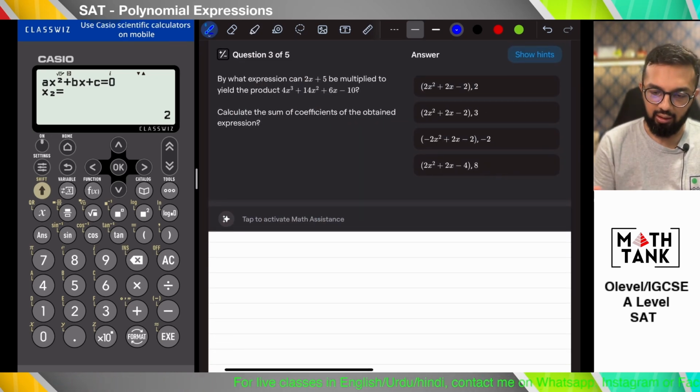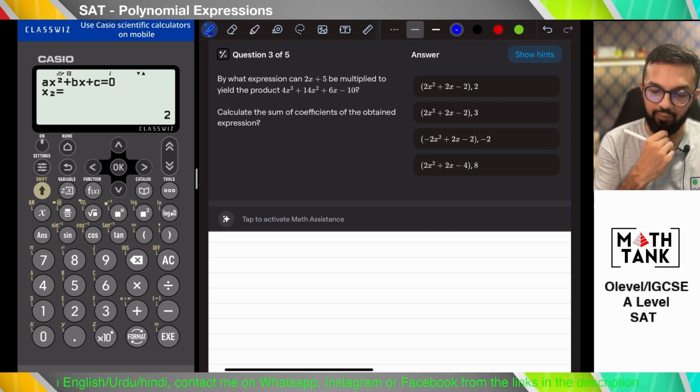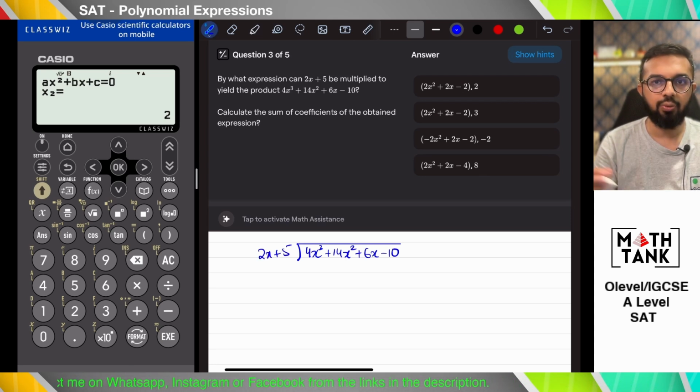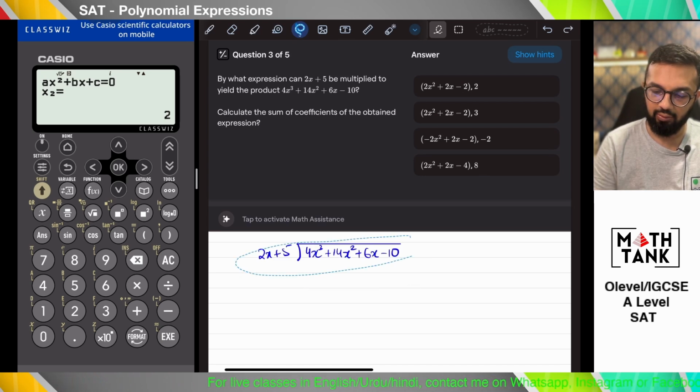Okay, by what expression can 2x plus 5 be multiplied to yield the product? Then calculate the sum of the coefficients of the obtained expression. Okay, so by what expression? Essentially what I'm asking you to do is divide. Now for the SAT, I would recommend that you know your long division. You can also do trial and error in this question and ask what should I multiply 2x plus 5 with, and get an answer option out of that. But you should also know your long division just for the sake of completeness. Okay, I think this is vanishing for some reason. It's not moving up.